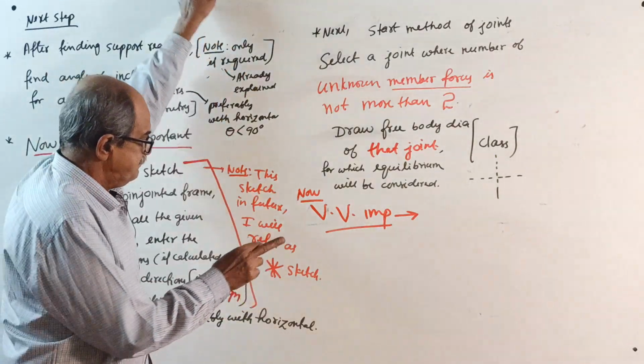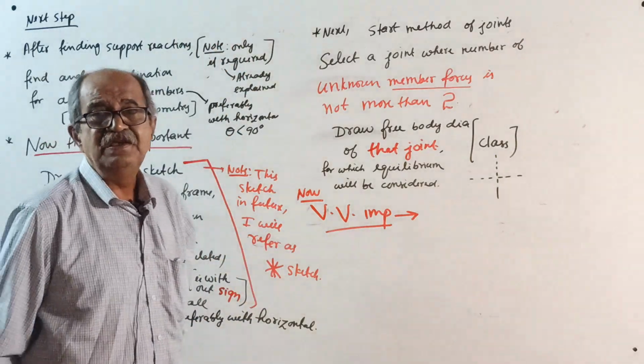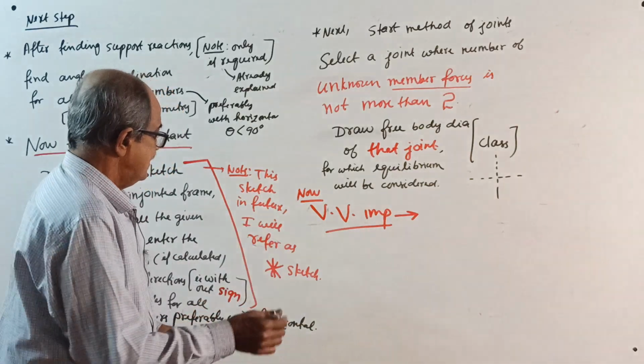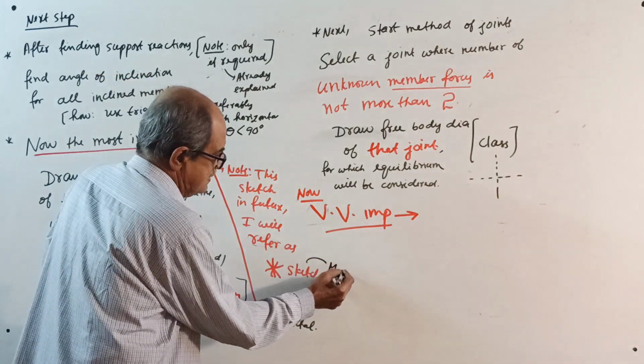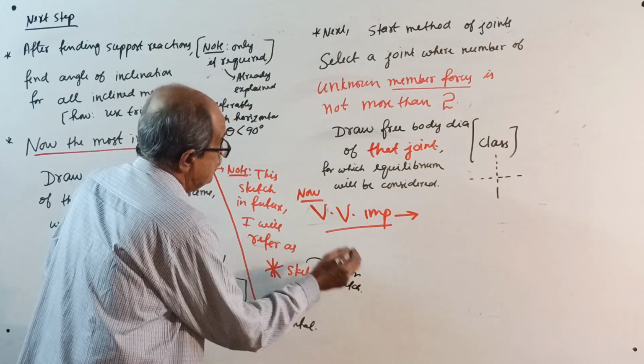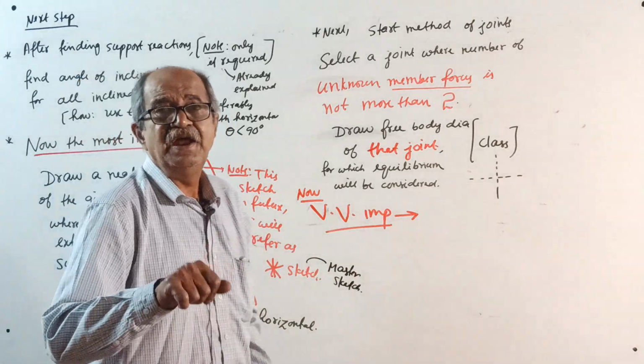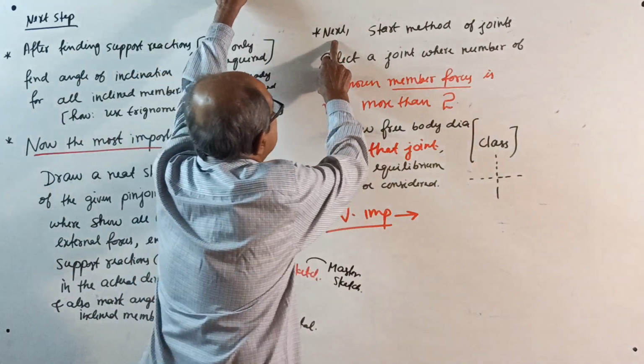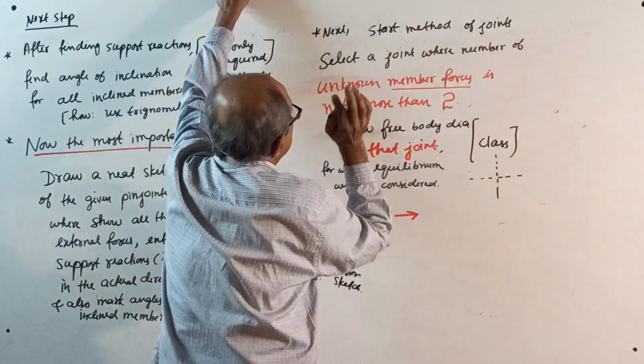One important thing: the star sketch is the master sketch. Remember, this is the master sketch. Very, very important. I will tell you why a little later. Yesterday, in the last class, I told you: next, start the method of joints.